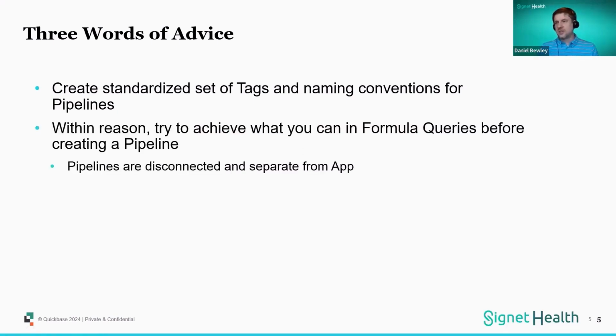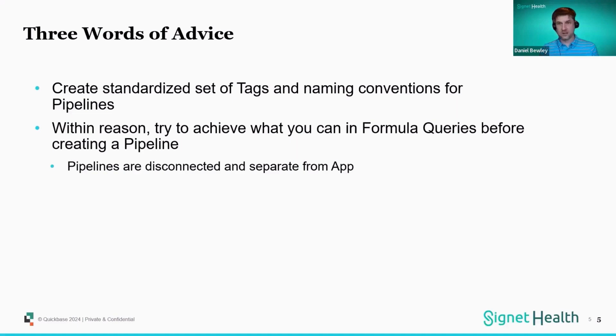Another thing I've learned is maybe a little bit controversial for the pipelines group: within reason, try to achieve what you can in formula queries before creating a pipeline. Within reason. So here's the deal with that. When you've got logic in a pipeline, it is separate from your app, which means it's usually not where you're currently at. Jumping over to that and trying to integrate those things in your mind can be incredibly challenging.